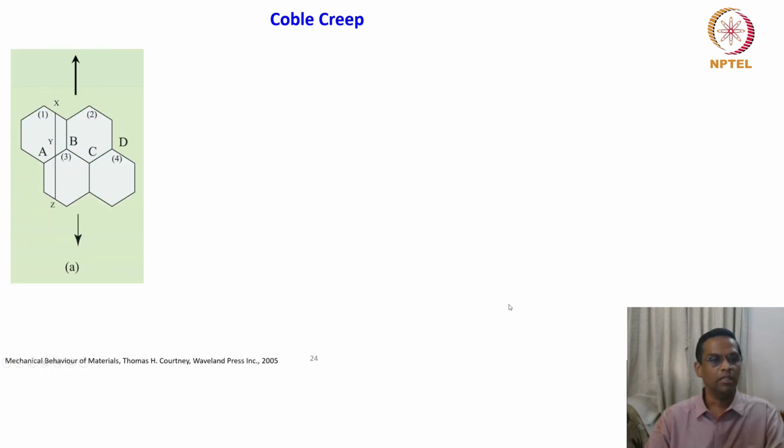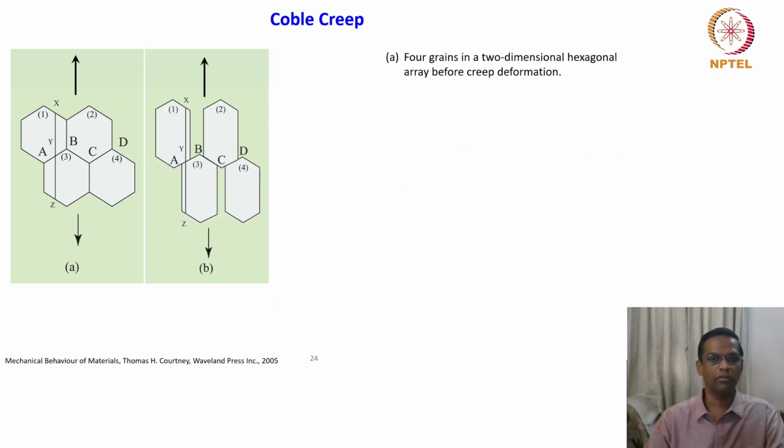Now we'll see a schematic which will explain Coble creep much more effectively. What is shown here? These are all the grains, which are subjected to high temperature deformation. You are seeing the line X, Y, Z, which we are going to trace as the deformation proceeds.